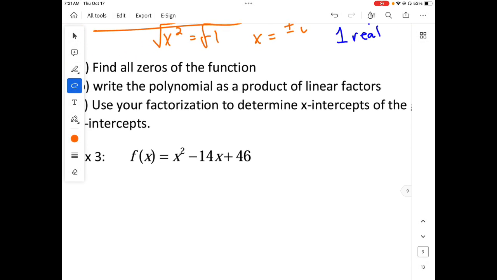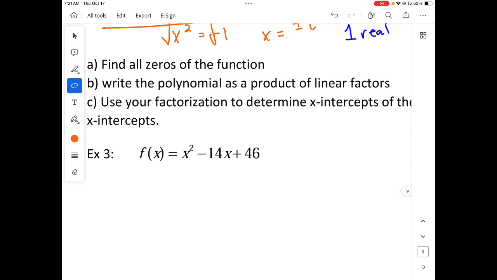So let's look at this first one. I would first see if I can factor it. So I would look at, okay, let's multiply to get 46 and add to get -14. 2 and 23, and that's not going to give me -14. So when I see that, I go ahead and do quadratic formula.